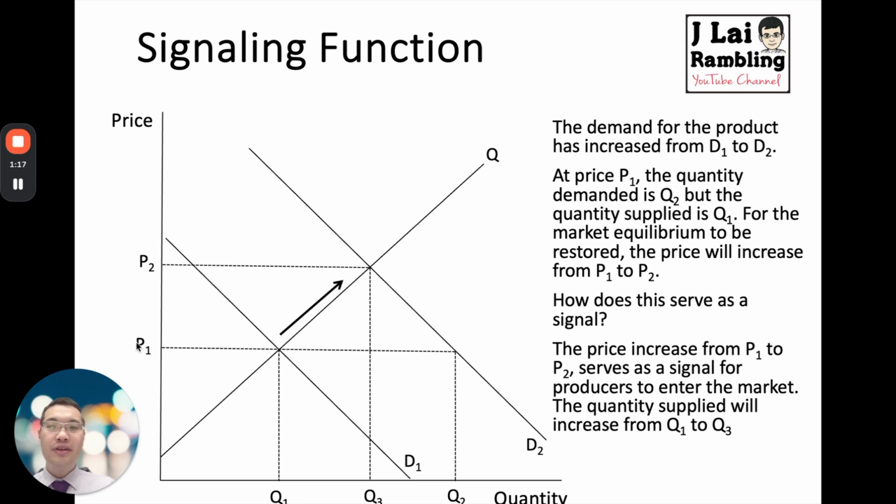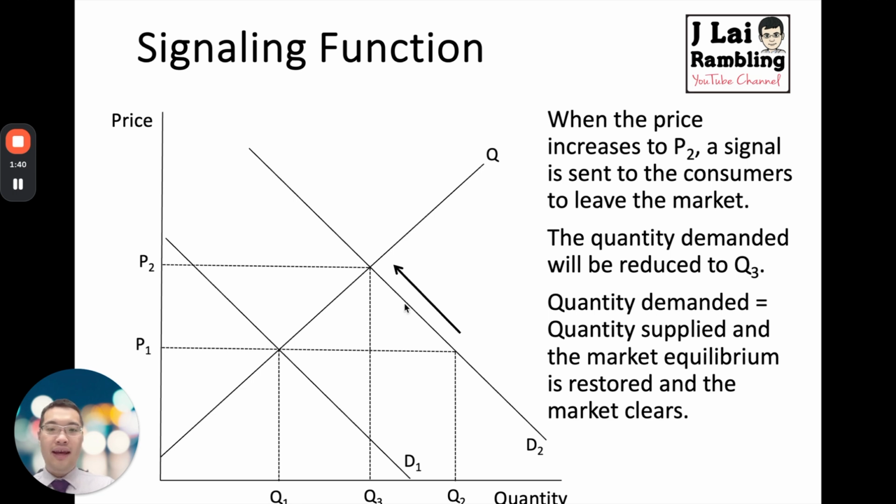When the price increases from P1 to P2, this is actually sending a signal to the supplier to increase the quantity supplied from Q1 to Q3. It is telling them, hey, the price is now at P2, please supply more. Increase your quantity supplied from Q1 to Q3.